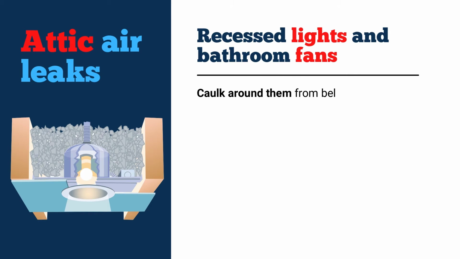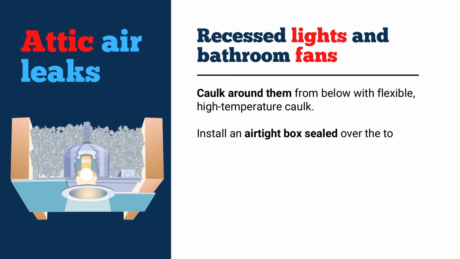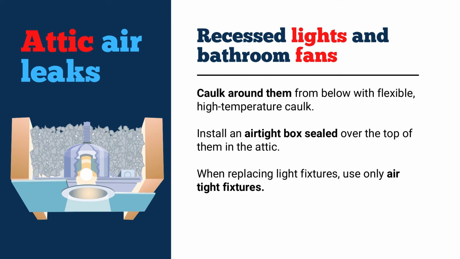Recessed lights and bathroom fans. These fixtures can poke into the attic insulation and create a pathway for air leaks. Caulk around them from below with flexible high-temperature caulk. Install an airtight box sealed over the top of them in the attic, not only to stop air leakage, but to reduce fire hazard from insulation lying against the fixture. When replacing light fixtures, use only airtight fixtures.